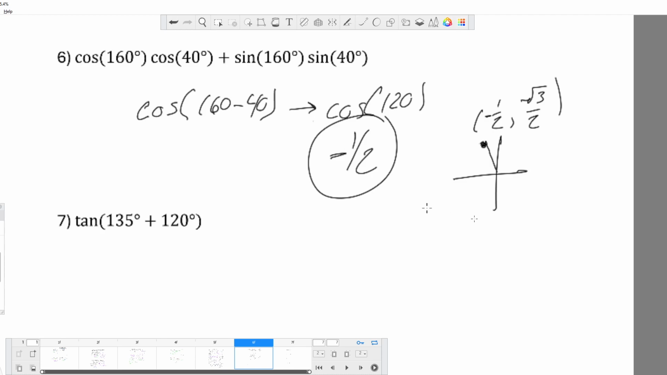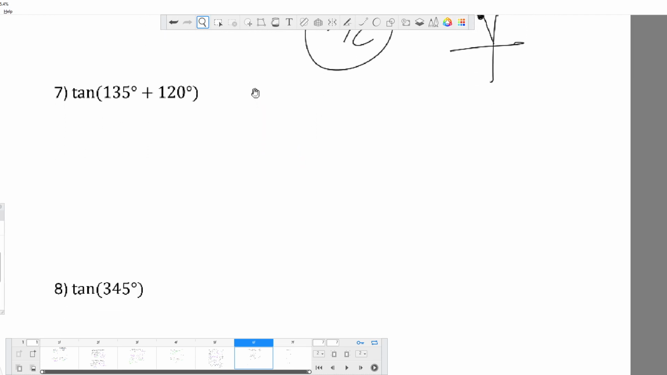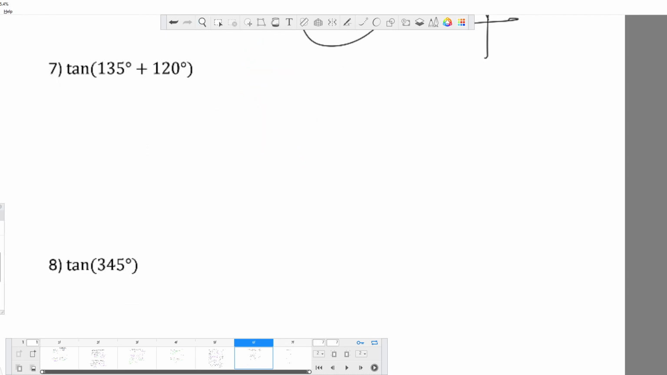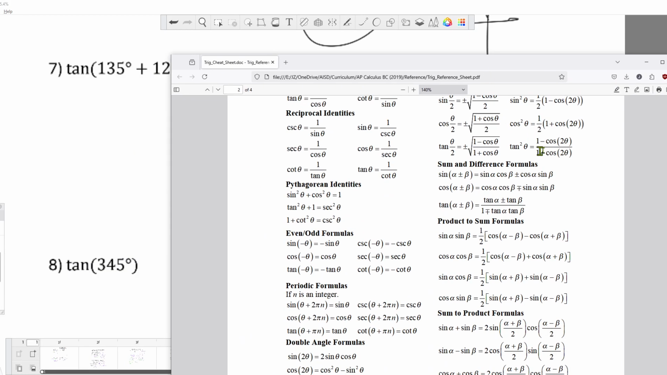Now, tangent, a couple of things we could do here. We could use the tangent rule. So we could use this and see where it takes us. Or we could just write it as sine over cosine and do that.